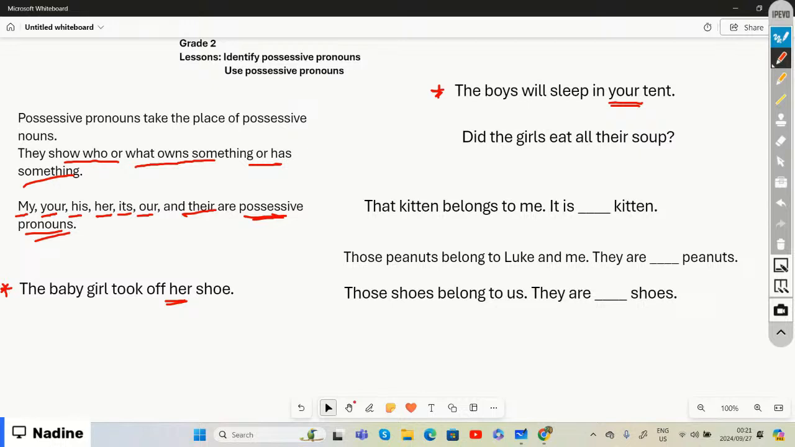But instead of saying the person's name, we say words like my, for example, it's my ball, or we use words like your, like your ball, his, her, our or their. Those are pronouns that basically show that someone owns something or that someone has something. And we made an example of the baby girl took off her shoes, right? So now the question is, whose shoes is it? And then we identified the possessive pronoun, which is her.